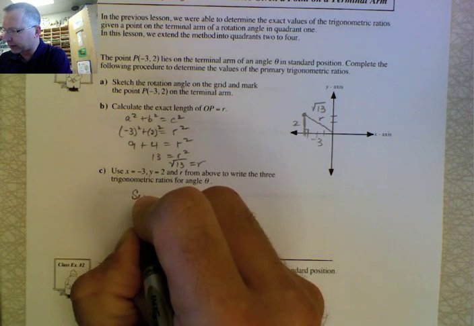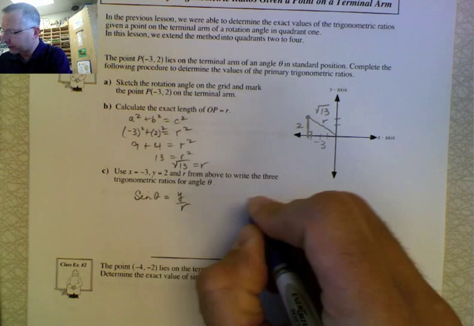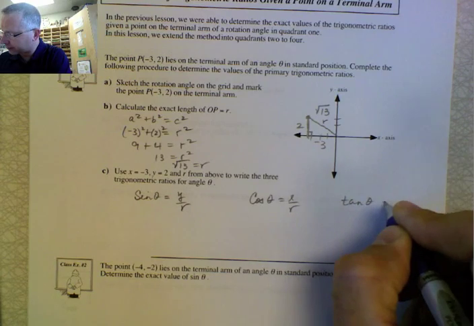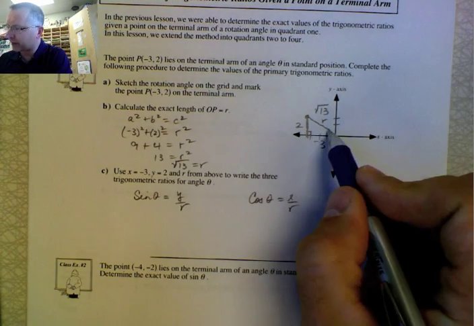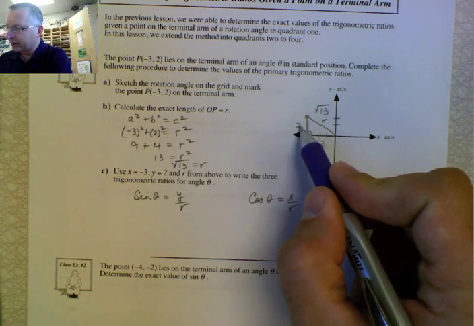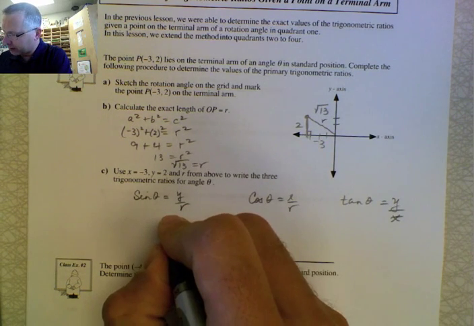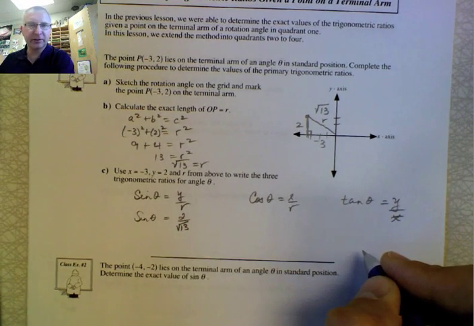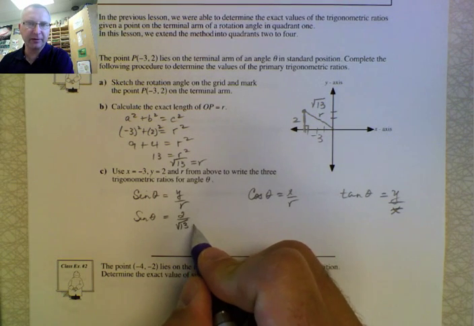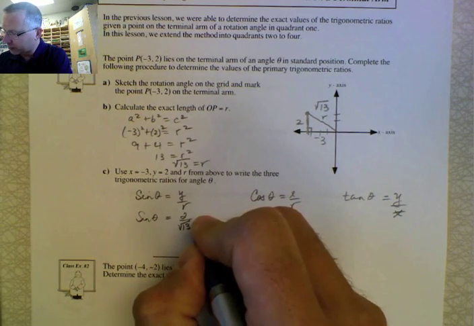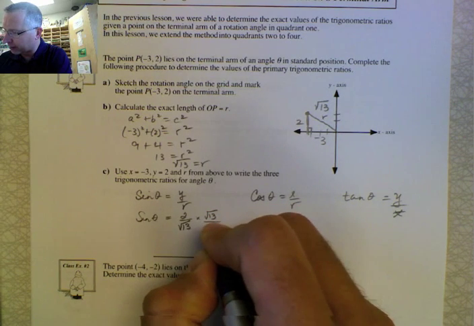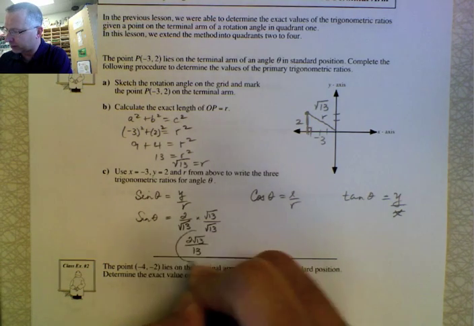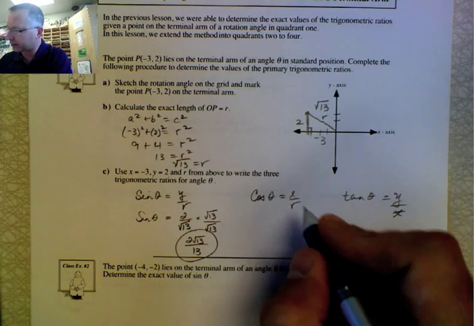Now it wants us to write our ratios: sine theta, cos theta, and tan theta. So now we can use those values from here. Y is 2, r is root 13. So sine theta is 2 over root 13, but we know mathematicians don't like radicals in the denominator, so we have to rationalize the denominator. We have to multiply by root 13 over root 13, to get 2 root 13 over 13, just like we did in the last unit in radicals.